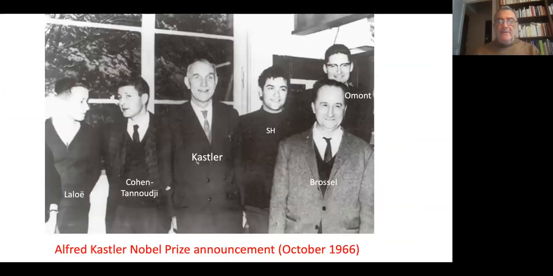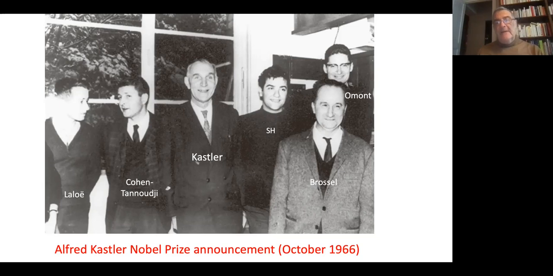Since I finished describing the experiments that we performed around this time in the 60s, I show you this picture, which was taken in October 1966 when Kastler received his Nobel Prize for the discovery of optical pumping. You see on the picture Kastler and Brossel here, this is Cohen-Tannoudji, and this is me. So you see that it was a long time ago, and I remember it was a very nice event in the lab, and I was really amazed.